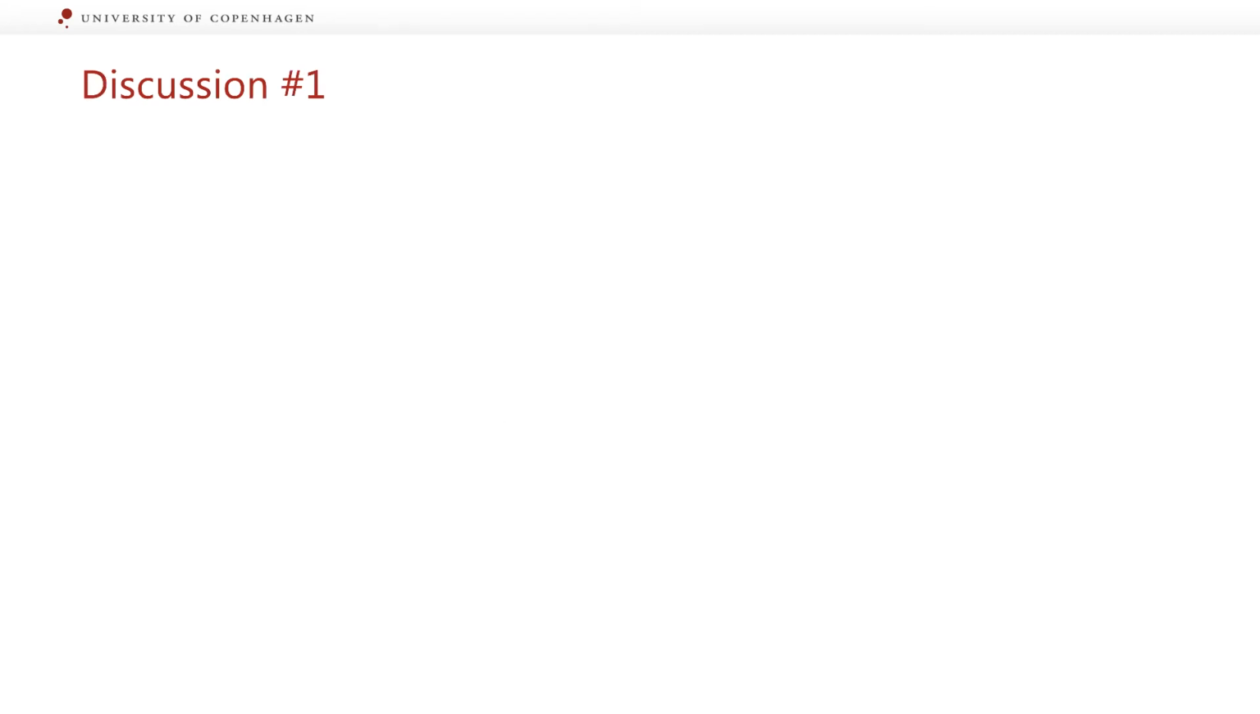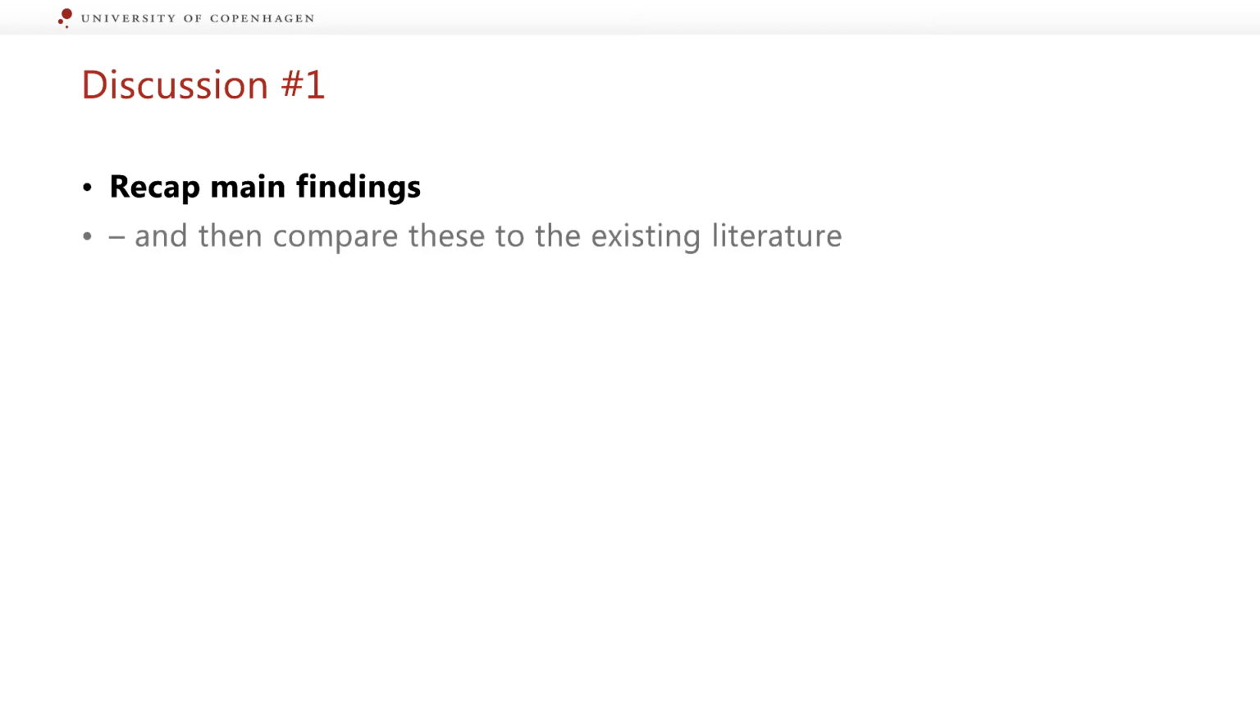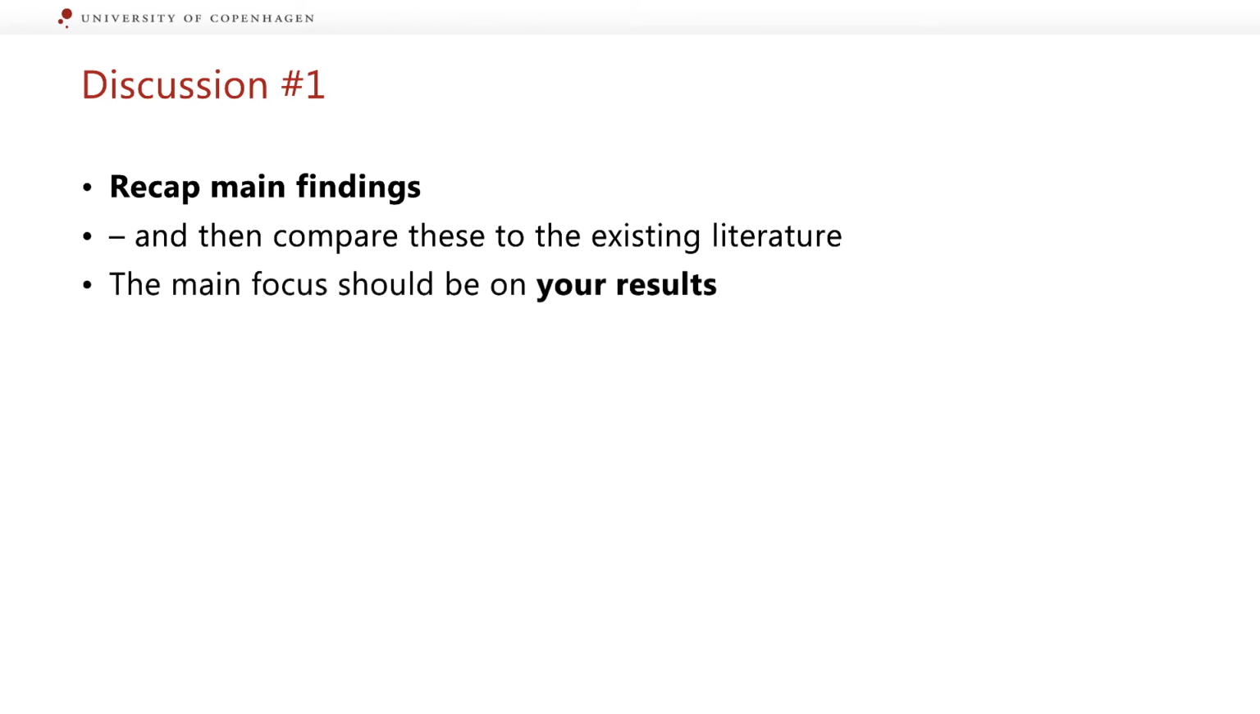So now you have presented all your interesting results and you're ready to start the discussion. I often find that it's easier if you start by recapping your main findings. Start with something like, in this study we found that, and then recapping your primary endpoint and your main findings, and then compare these to the existing literature. That is often the best and the easiest way to start. But remember that the main focus should be on your results.